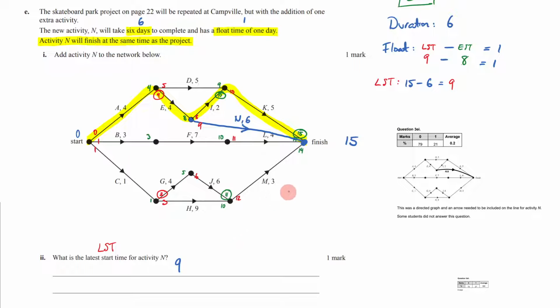Remember what we did is we said we know that it's finishing at 15 and it has a duration of 6. 15 minus 6 is 9. That's how we figured out 15 minus 6 is 9. Now, what makes this a bit odd?